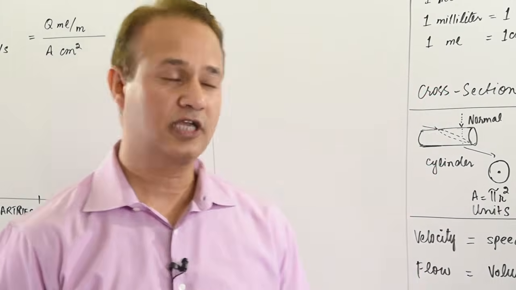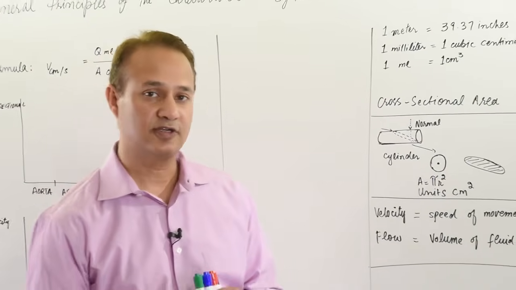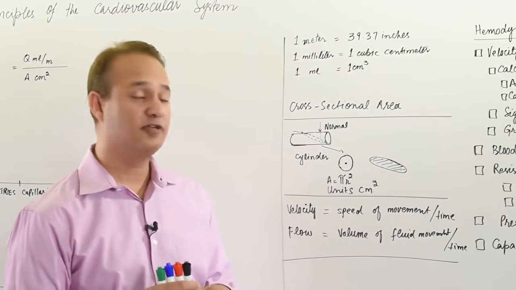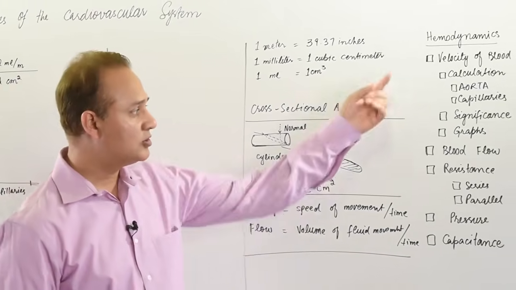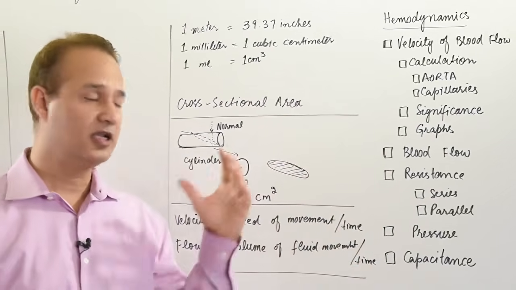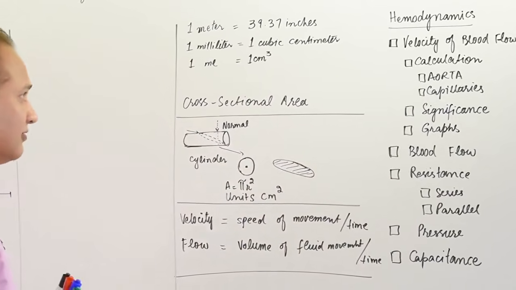Guys, this is Mubin. We're talking about the general principles of the cardiovascular system. We have started hemodynamics, and the lecture today is about the velocity of the blood flow. We'll do other lectures like blood flow, the resistance, the pressure, the capacitance later on. Today, we're talking about the velocity of the blood flow.